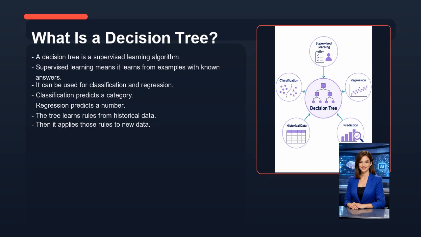Now let's look at what a decision tree is. A decision tree is a supervised learning algorithm. Supervised learning means it learns from examples with known answers. It can be used for classification and regression. Classification predicts a category. Regression predicts a number. The tree learns rules from historical data. Then it applies those rules to new data.